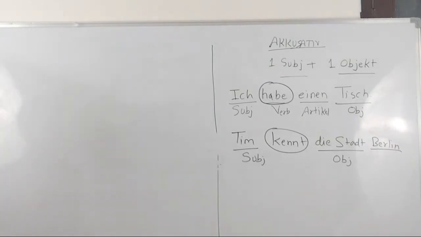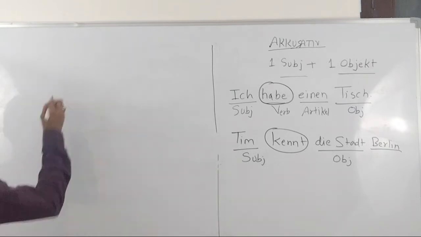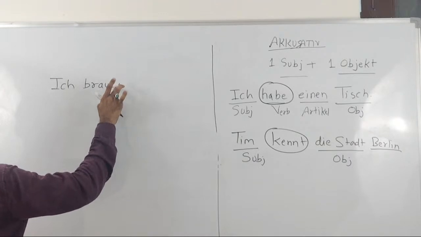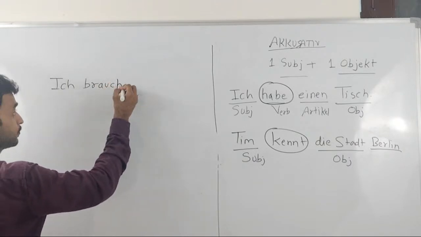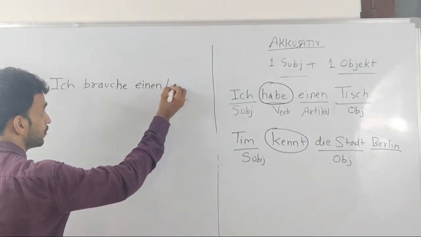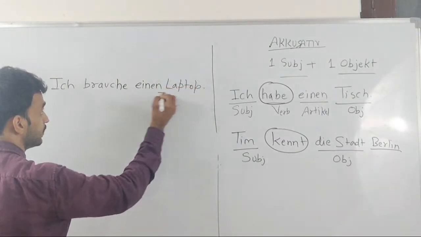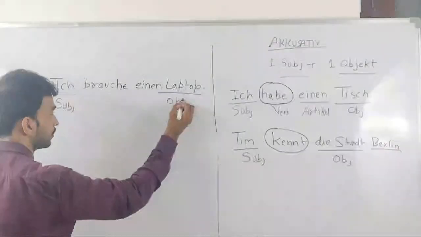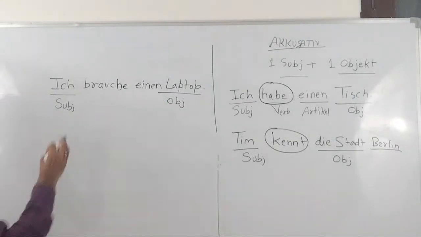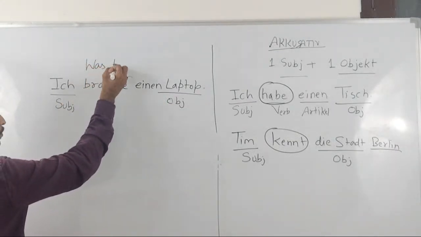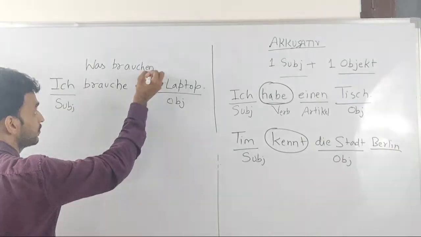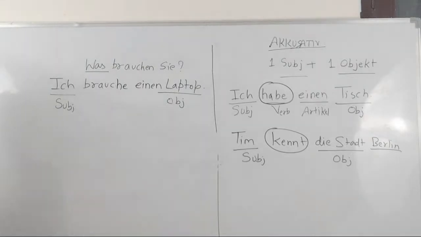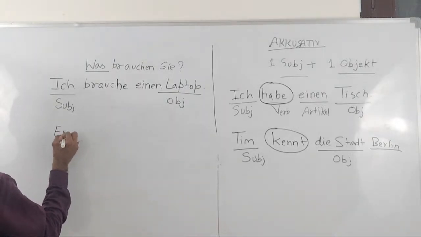I need, ich brauche, I need a laptop. Ich brauche einen Laptop. Here, laptop is my object, I is the subject. This is subject, this is object. What do I need? A laptop. The question is was. Was brauchen Sie? What do you need? I need a laptop. This is accusative.